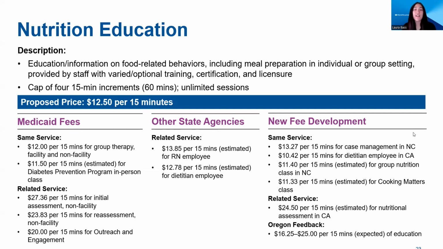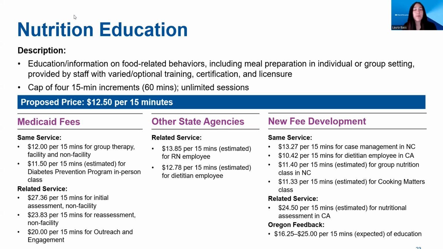As noted earlier, I'm going to share the proposed price for each service and provide some background on how the price was developed. We're interested in hearing your feedback on the proposed prices shared today, including any supporting documentation that you'd like to add. As my colleague Shannon shared, we assessed service pricing in 3 steps. First, we reviewed Oregon Medicaid fees. Second, we reviewed other state agencies in Oregon. And then we looked at other state Medicaid agencies and other sources.